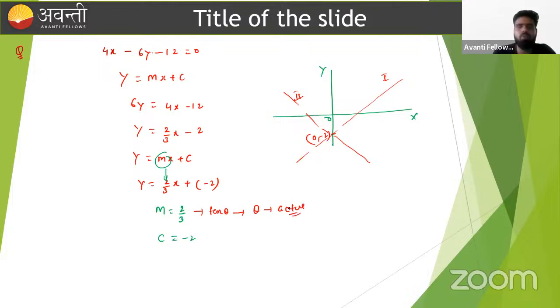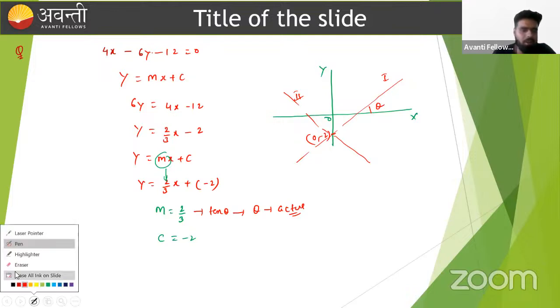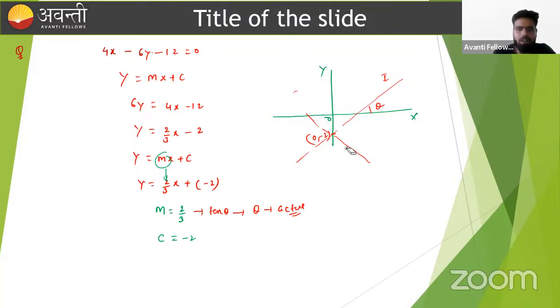Theta is a cube. And we have to see there are two possibilities, either this one or this one. Which line makes an acute angle? This one makes an acute angle. So what is our correct answer, beta? What is our correct answer? That line 1 is our correct answer.